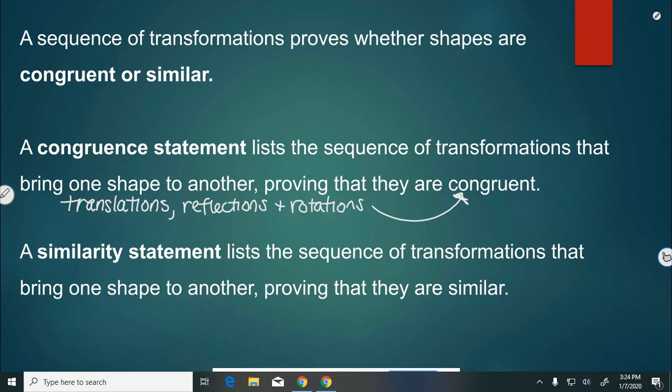A similarity statement lists the sequence of transformations that bring one shape to another, proving that they're similar. So for a similarity statement, those 3 transformations can occur as well as a dilation. Now, a dilation has to occur to create a similar shape because it's no longer exactly the same size. It's proportional, but either larger or smaller. All right, so let's take a look at what we have to do.